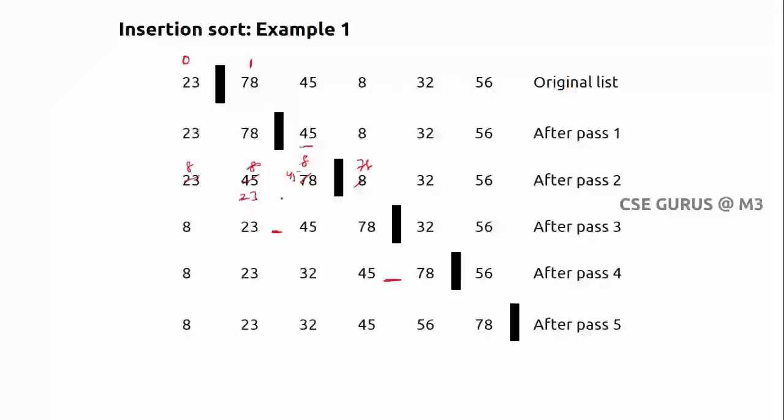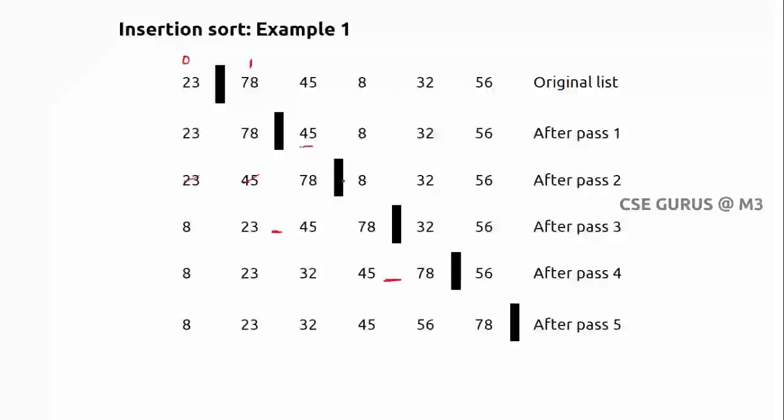Of course, another logic is also there. I will explain what that logic means. Instead of swapping every time, I'll do it like this: 8 is less than 78, just take 78 here. 8 is less than 45, take 45 here. Like this. Anyway, that I'll also explain afterwards.